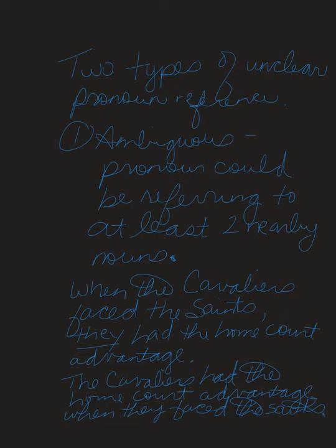If a pronoun is ambiguous, that means that pronoun could be referring to at least, and usually just, two nearby nouns. Could be more than two, but usually it's just two. Okay, here's an example. When the Cavaliers faced the Saints, they had the home court advantage.